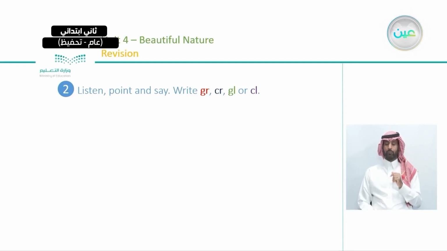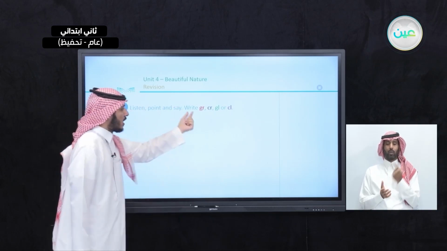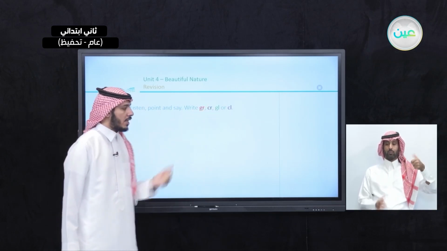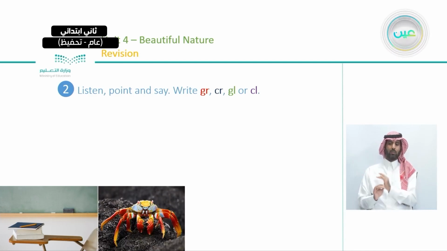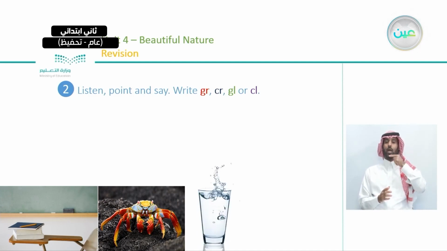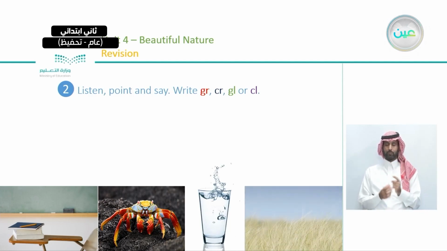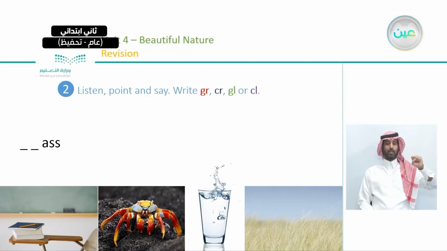Okay, so you will listen, and after that you can write the missing letters. Okay, are they GR or CR, GL, or CL? Okay, this is the first one here. Do you know it? You can find it in a school. It's called, yes, class. Excellent. Okay, and this is a small animal, and this is called crab. Excellent. And we have this glass of water. So we have glass here, and we have grass.